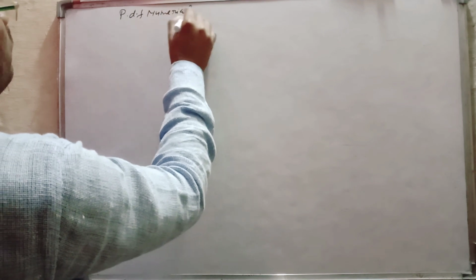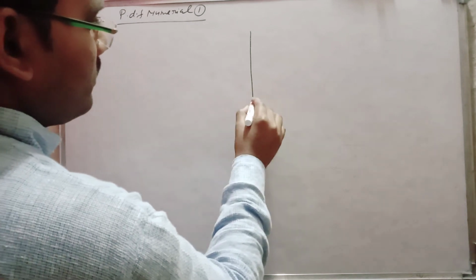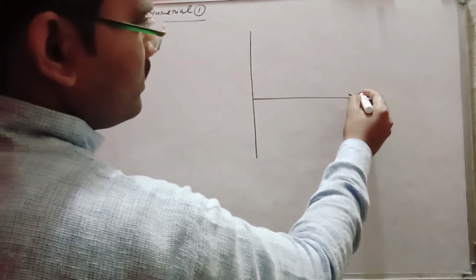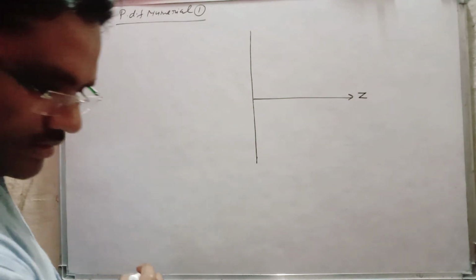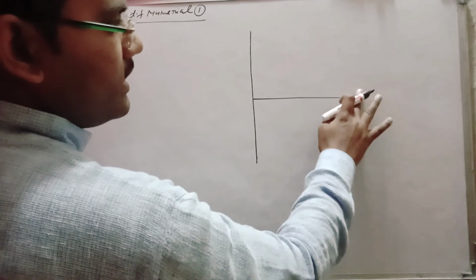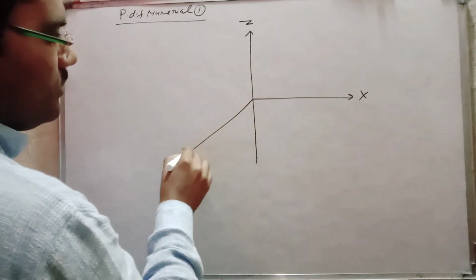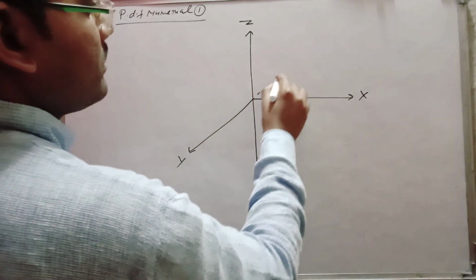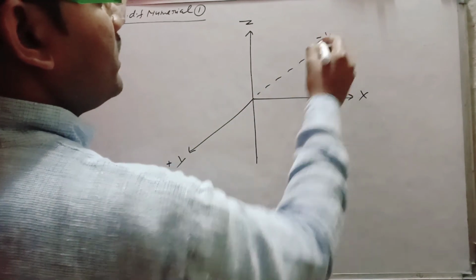Now we draw the diagram for numerical 1 in the PDF. Now here this one is the x axis and this one is the z axis and this one is the y axis. Now this one is the plus y, this one is the minus y.